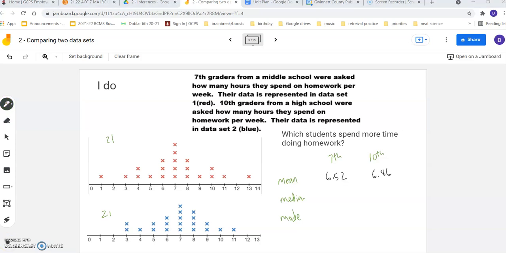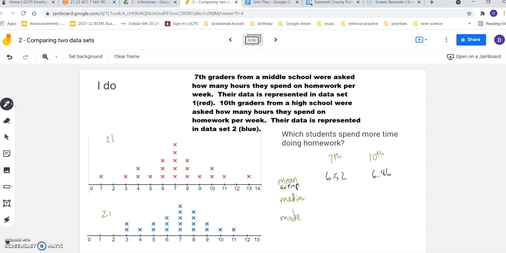I calculated them, and they are close. But it looks like the mean for the 10th graders is slightly higher if I calculated them right. I had to do it a few times, so I may have made a mistake, but I think I got them. So this means, remember what a mean is. A mean means on average. So on average, so far, it looks like 10th graders spend a bit more time.